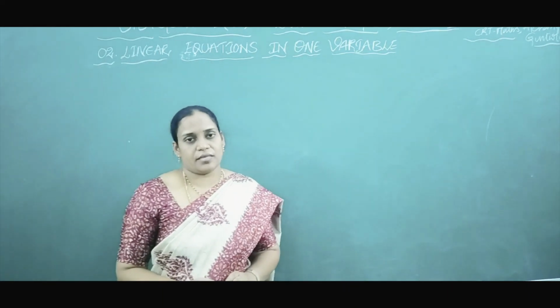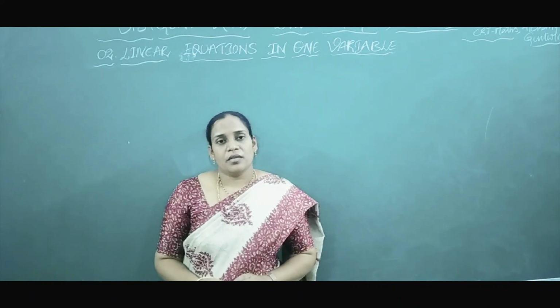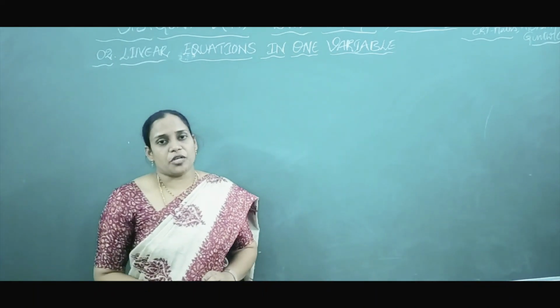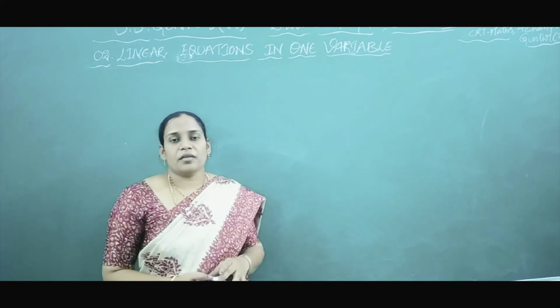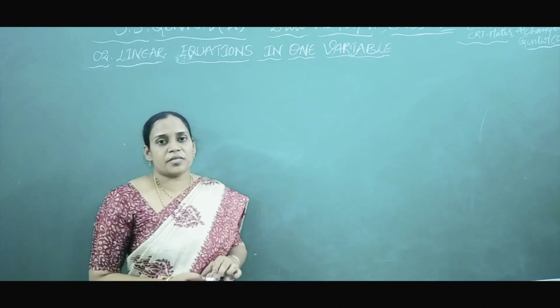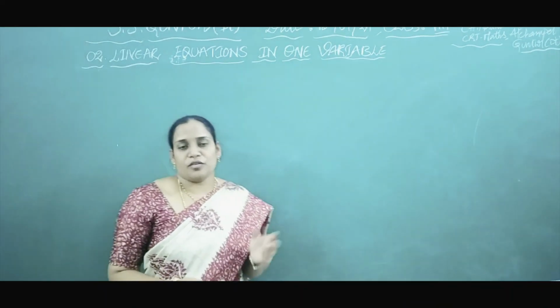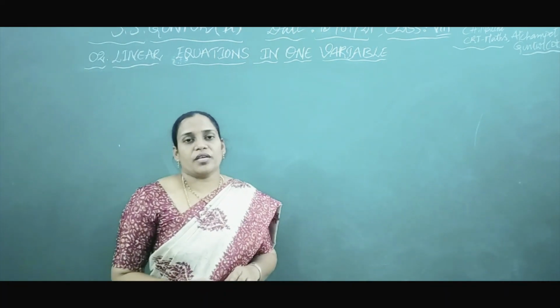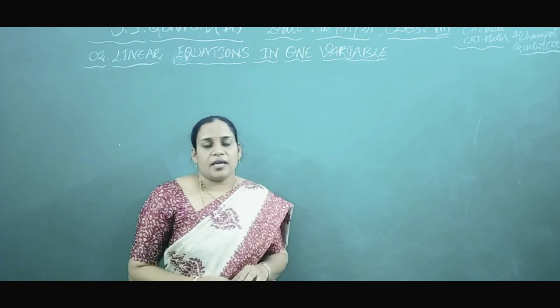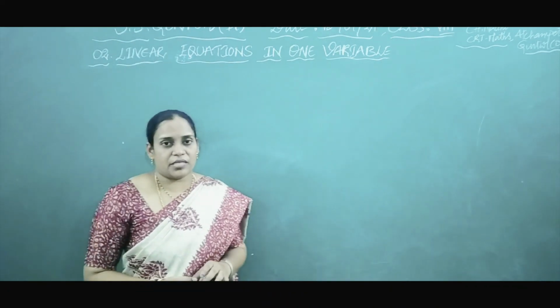Students, in the previous class, what did we learn? We learned the 8th class, 2nd chapter, linear equations in one variable. In this chapter, we completed the concepts and exercise problems. In this chapter, we have 5 exercises. Of these 5 exercises, we completed the first exercise, and in that part I gave some homework. I hope all of you have completed it.